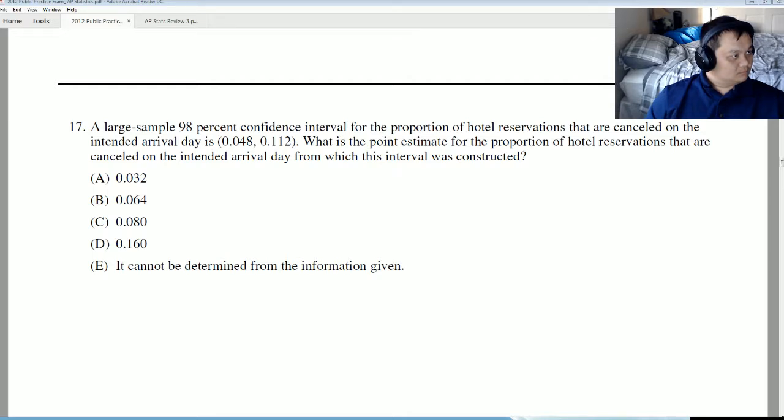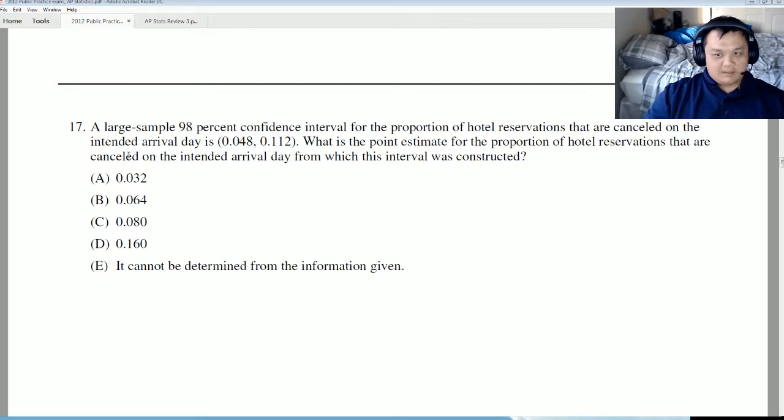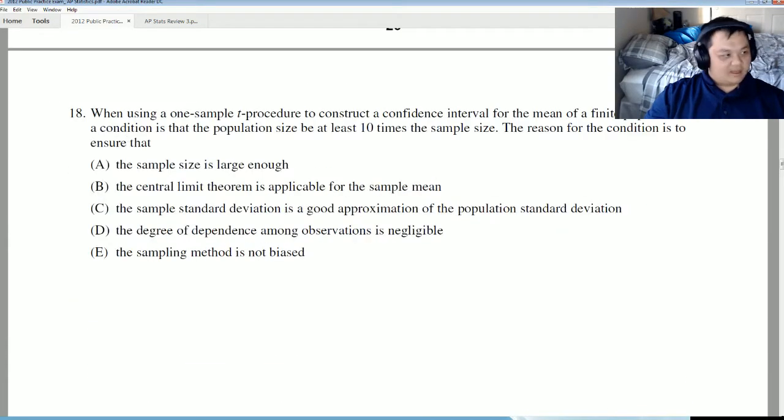Is this C? How did you get C? Okay, so the point estimate is always the midpoint of the interval. And you just use the endpoints of the intervals as your data points. Yep, midpoint. Okay, 18.